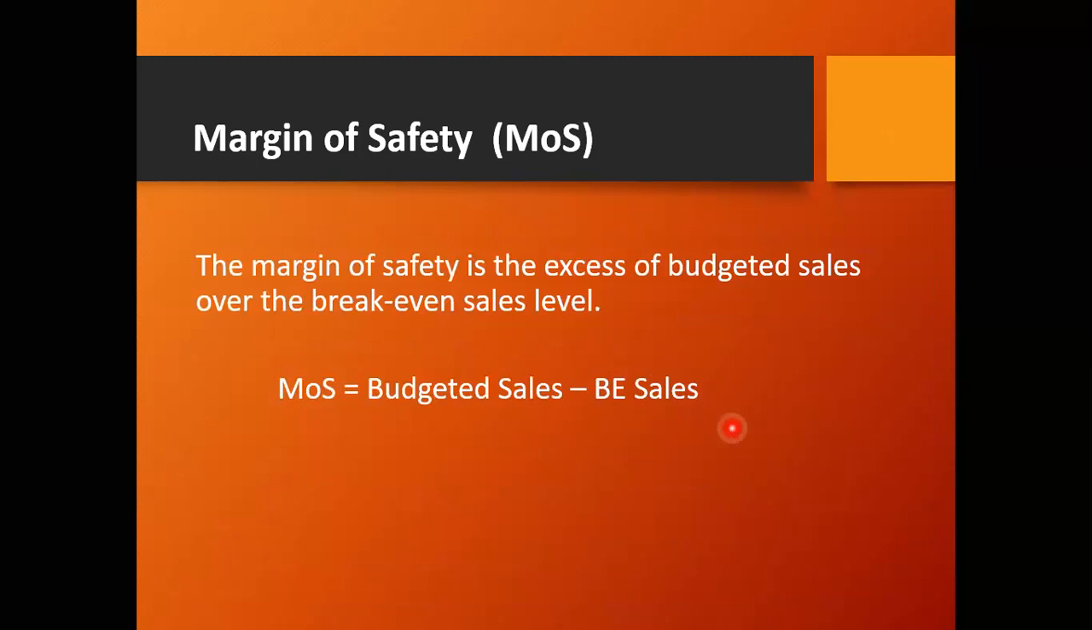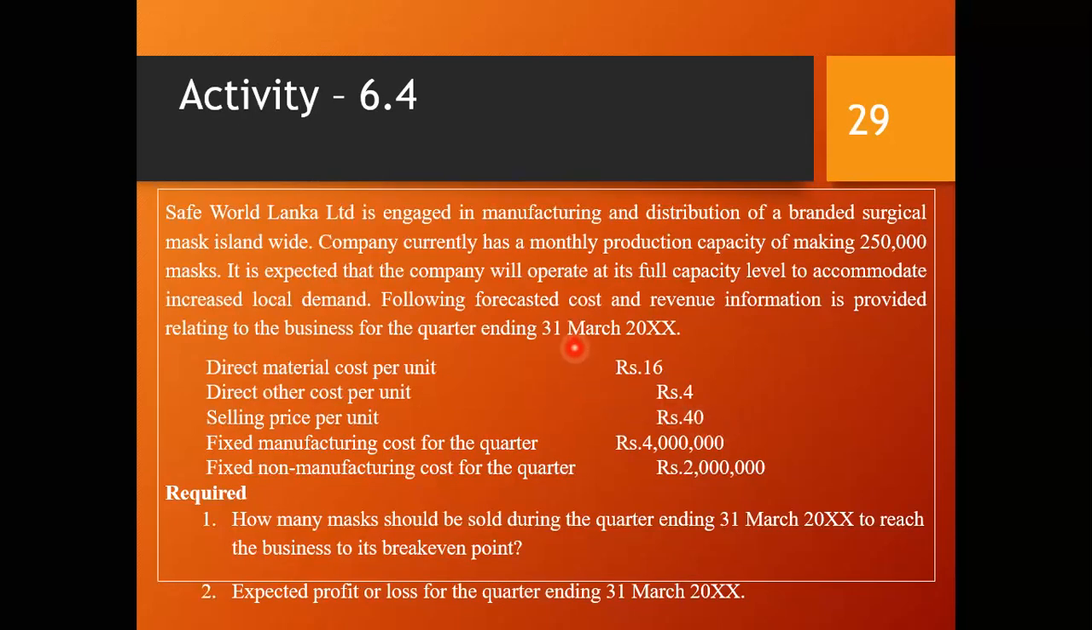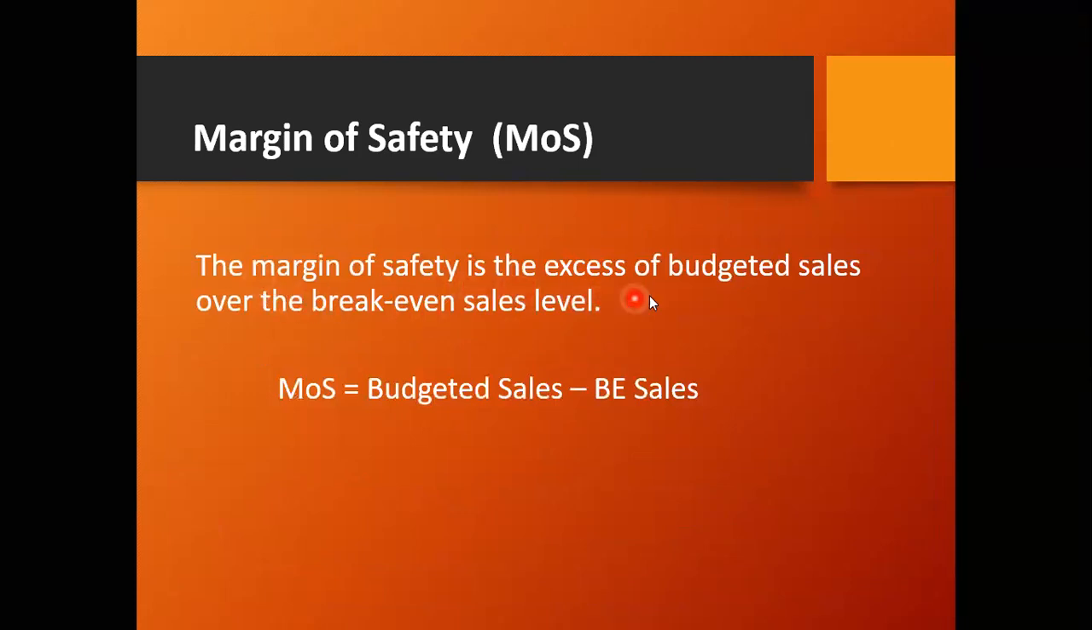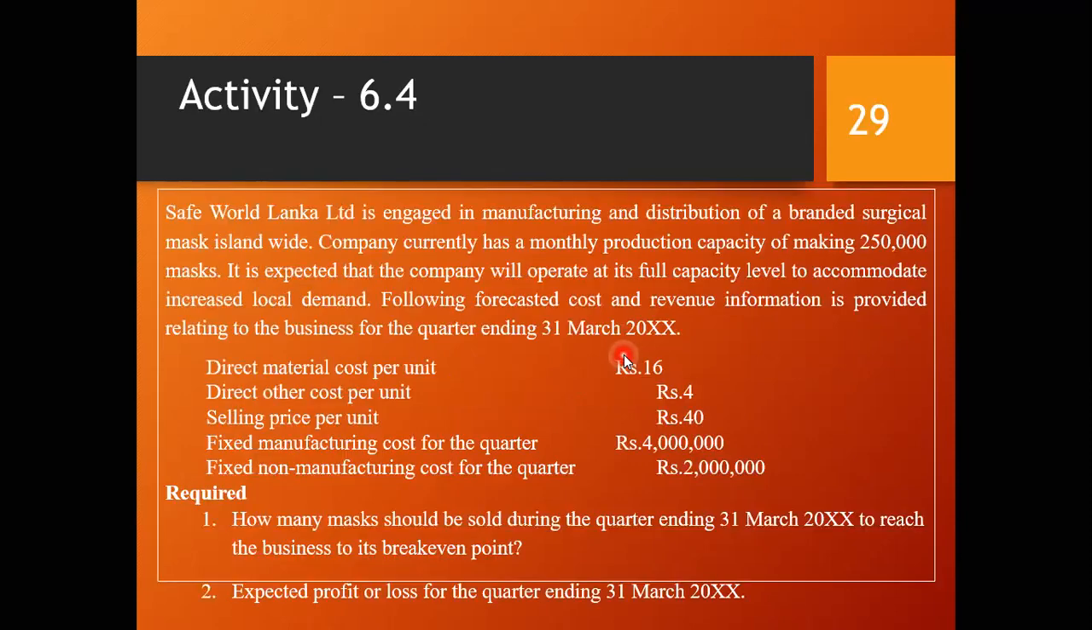Therefore, that safe zone, with this example, margin of safety is the excess of budgeted sales over the break-even. Not only the sales, it could be sales or profit. In terms of profit, it is 9 million. In terms of sales, how much? 40 into 400. You can express it in any of these 3 forms: sales, profit.